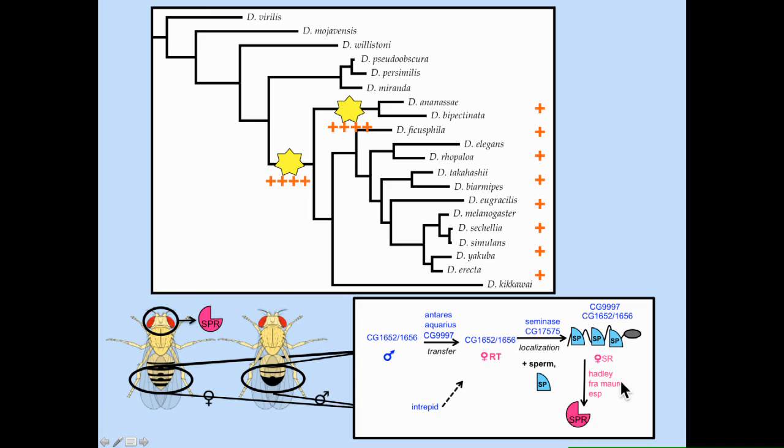And so overall, we see conservation of sex peptide network proteins along the Drosophila phylogeny, accompanied with adaptive evolution that's lineage-specific, that may correlate with important phenotypic changes in the Drosophila reproductive system. And together, this paints a dynamic picture of protein evolution within the Drosophila reproductive system.